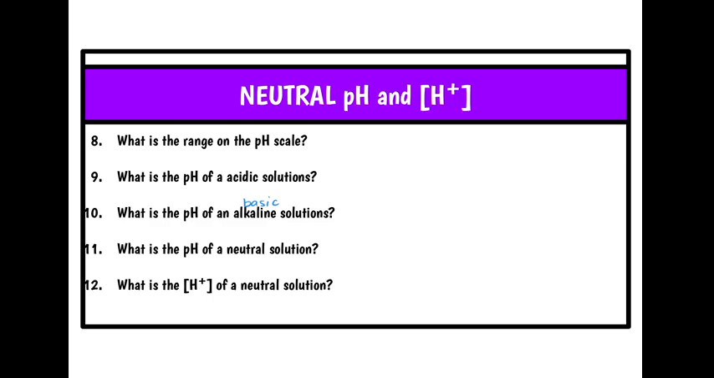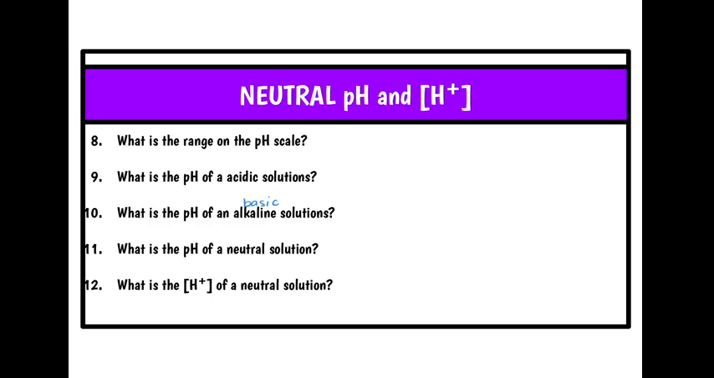Next one, what's the pH of an alkaline solution? You might also call this a basic solution. Well, it's going to be greater than 7 and go all the way up to 14. And then the pH of a neutral solution, as you've probably guessed so far, is 7. Okay, remember that's the pH of water.